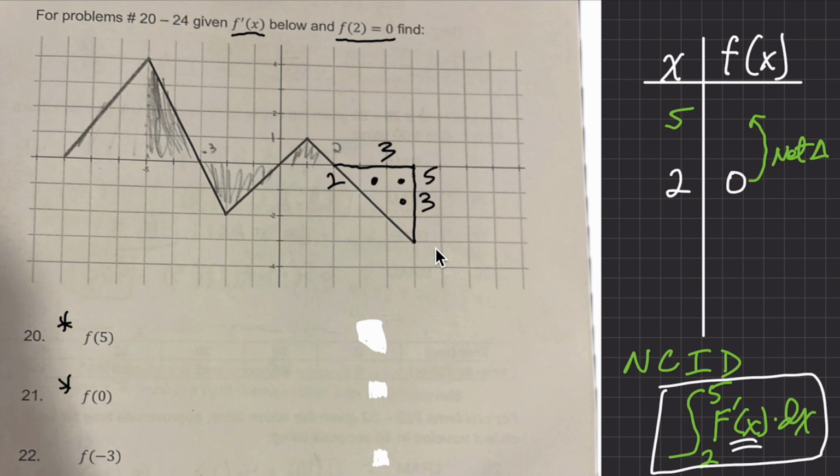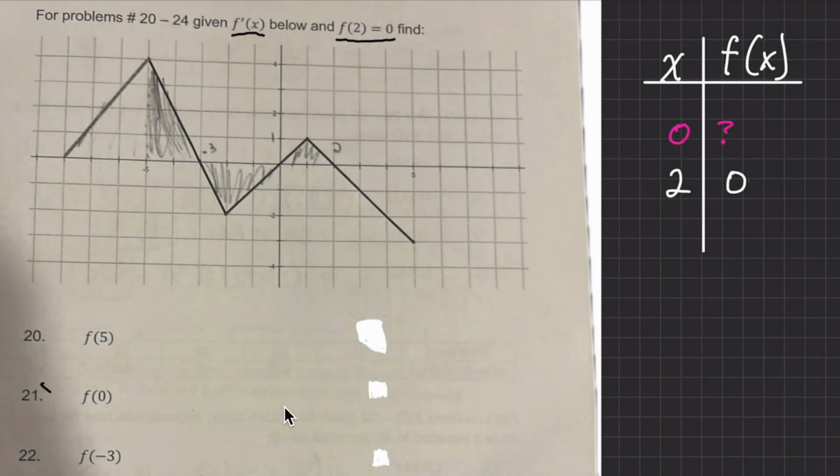So that's 3, 4.5, and we have to recognize that that is beneath the x-axis. So the area under the curve in this section from x equals 2 to x equals 5 is negative 4.5. So folks, we're simply going to add negative 4.5 to 0, and therefore f of 5 is going to be negative 4.5.